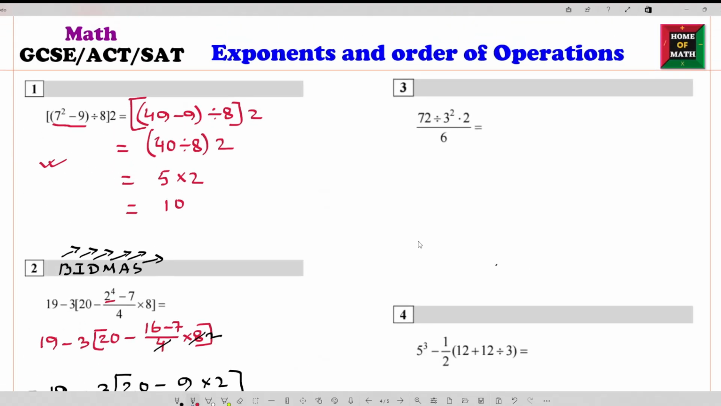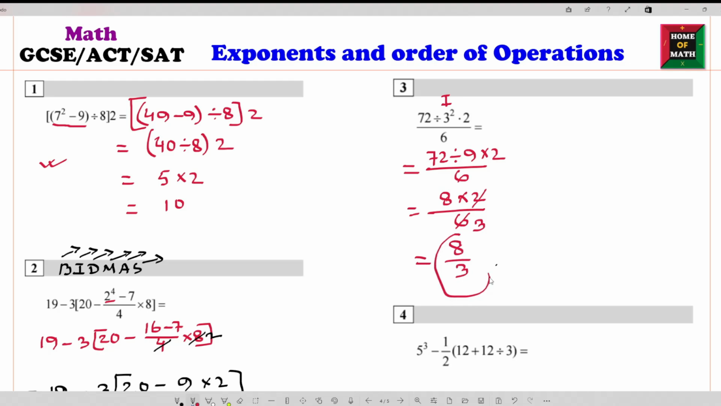Okay. Number 3, 72 divide 3 square times 2 divide 6. First what will we do? We will do this indice. So 72 divide 3 square means 9 times 2 divide 6. 72 divide 9 means 8 times 2 divide 6. So what will be the answer? The answer is 6 divide 2 means 3. So the answer is 8 divide 3.